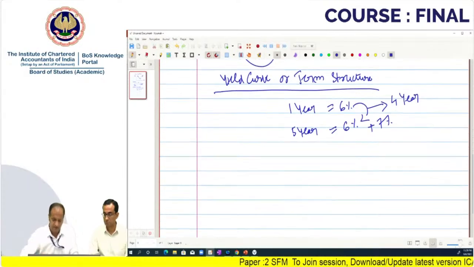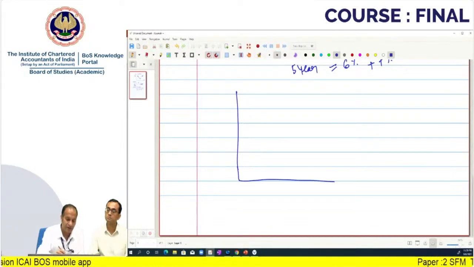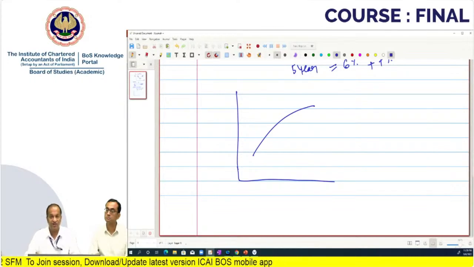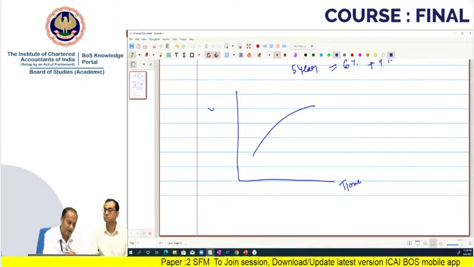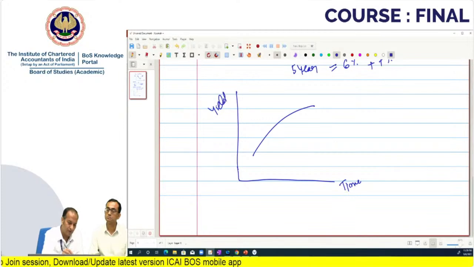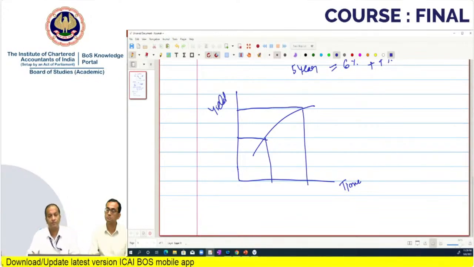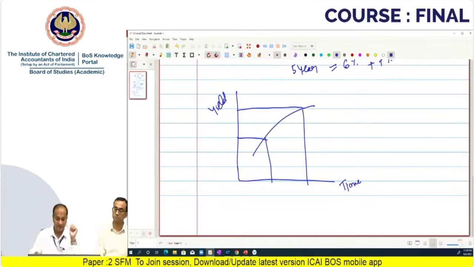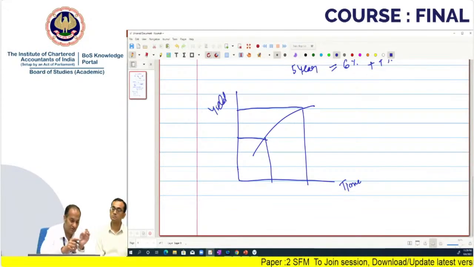So on that basis, if we draw the yield curve, it takes the shape of a rising yield curve. It is called rising yield curve. Here it is the time and here it is the yield. Normally this happens. Now I am just discussing with you another shape.